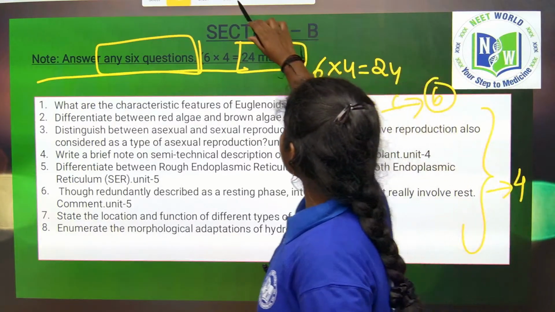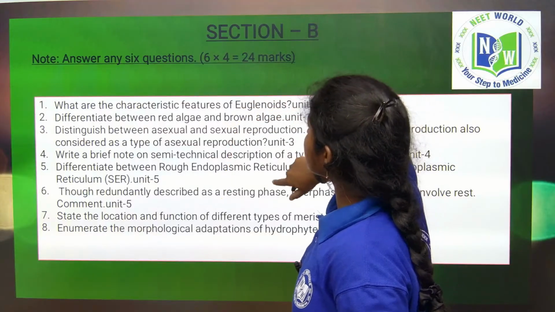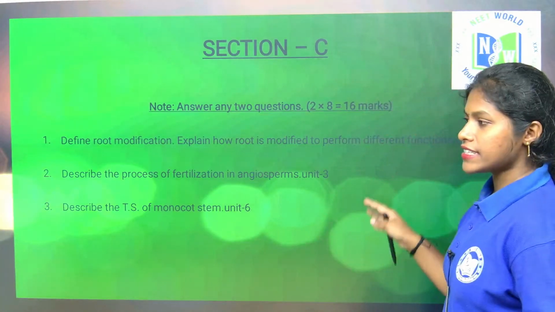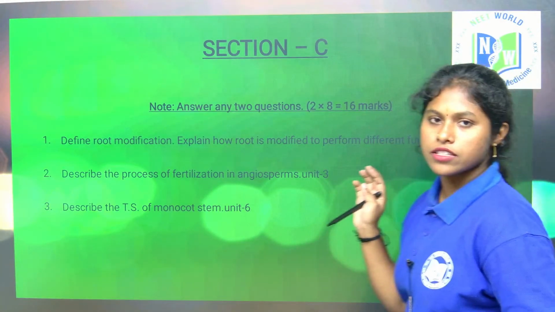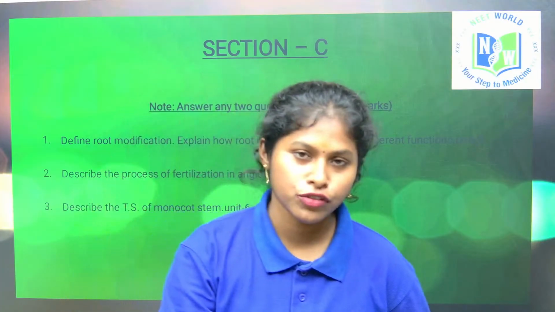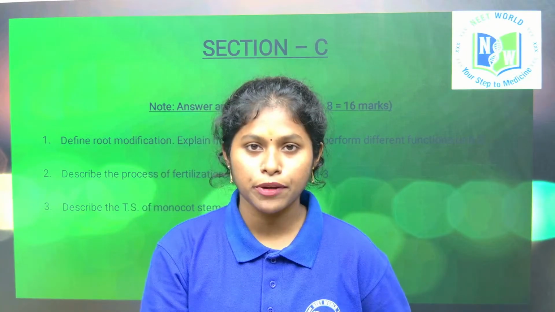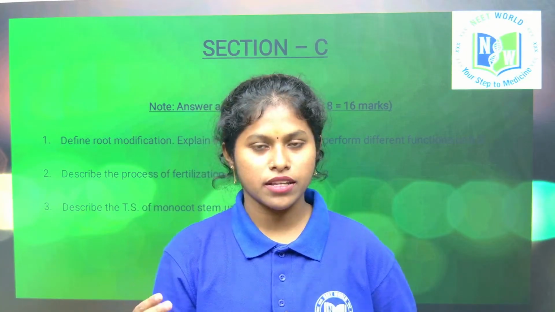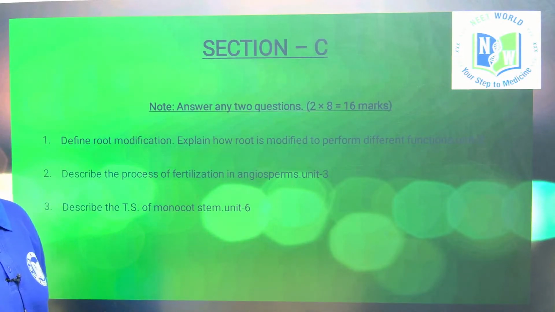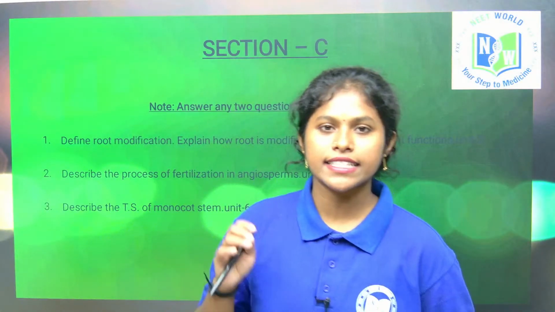Coming to section C, it also has 3 questions. There is a definite pattern for these long answers too, because they are allotted to some chapters. If you check the previous papers, you will find the long answer type of questions come only from those chapters. Each carries 8 marks. Out of 3, you have to write only 2, so you can get 16 marks.